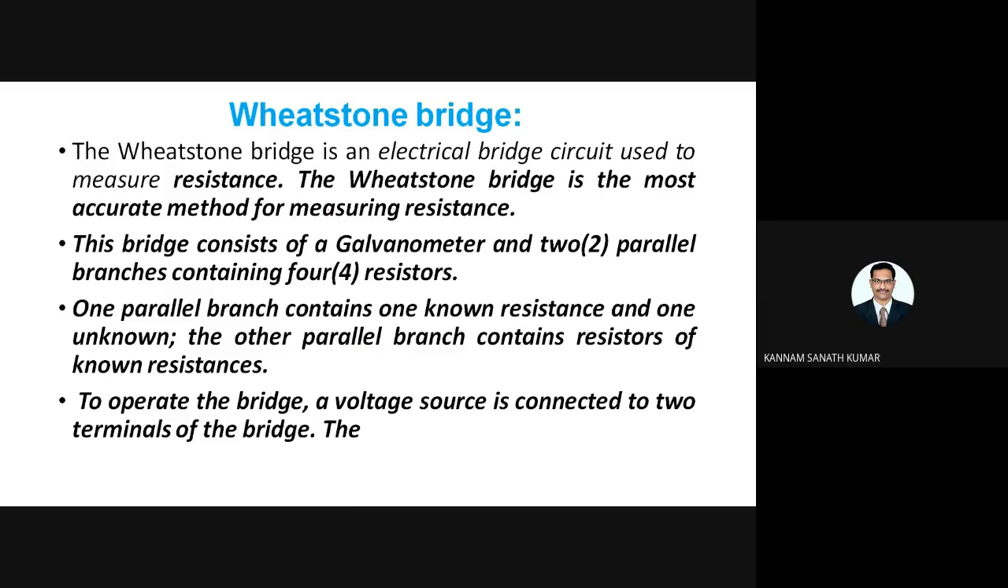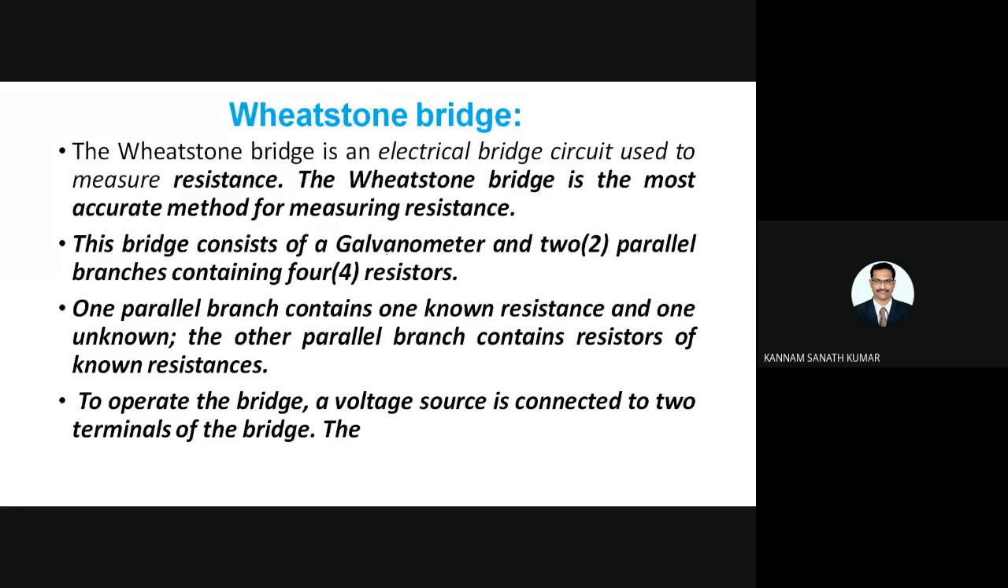The Wheatstone Bridge is an electrical bridge that is used to measure resistance, mainly the unknown resistance. We already discussed in the previous lectures the hot wire anemometer. There, whatever the change in the resistance is, we calculate by using the Wheatstone Bridge. The Wheatstone Bridge is a more accurate method of measuring resistance.